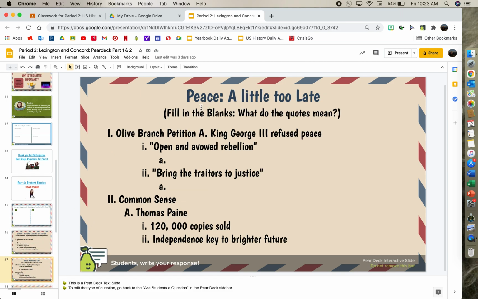The next one, you're going to do the same thing. You're going to fill in the blanks for what you think the quotes mean. And again, you'll just put A1, A2. So open and avowed rebellion, what do you think that means? And then what do you think bring traitors to justice means? And you'll just write your response.